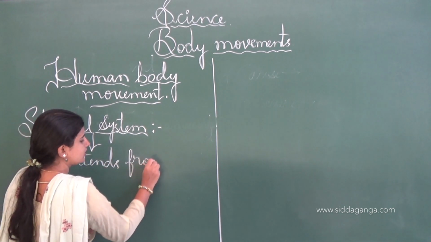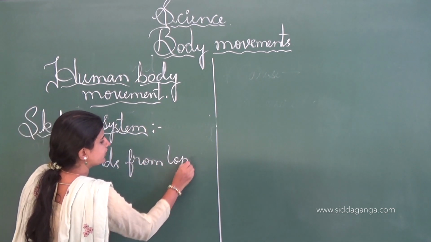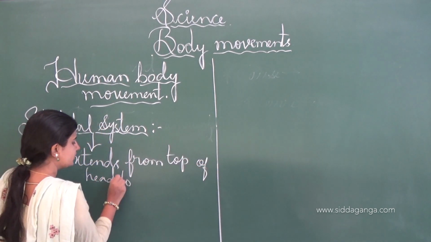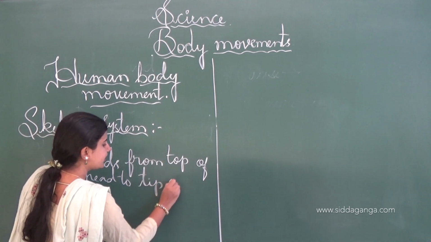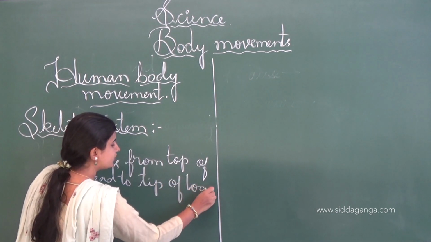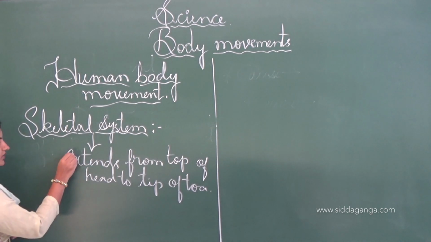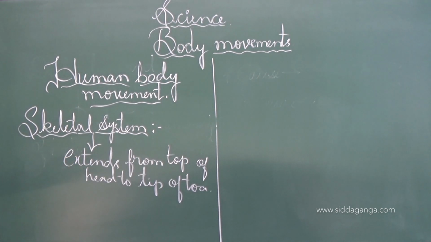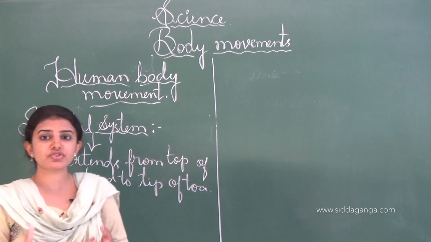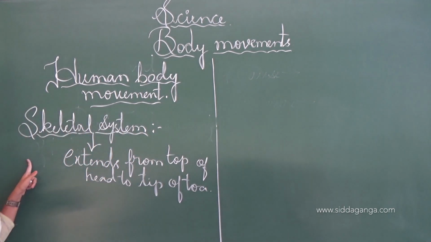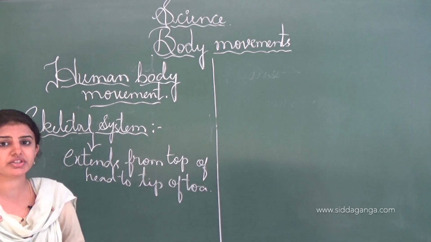The skeletal system extends from the top of the head to the tip of the toe, and this skeletal system has different sizes and shapes based on the function as well as the location in our body. See, the skeletal system has different size and shape according to the function and location in our body.